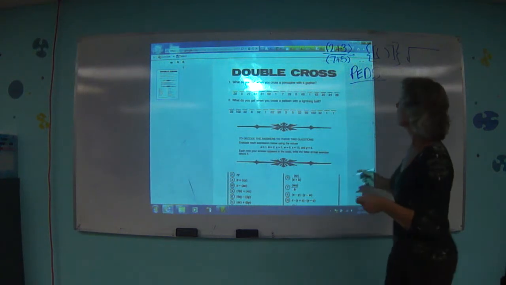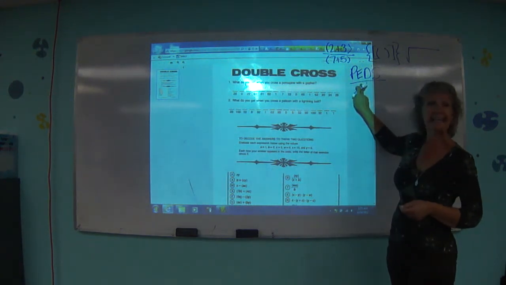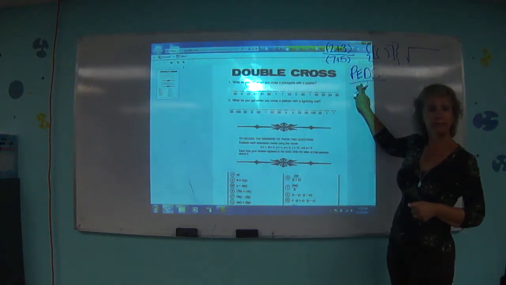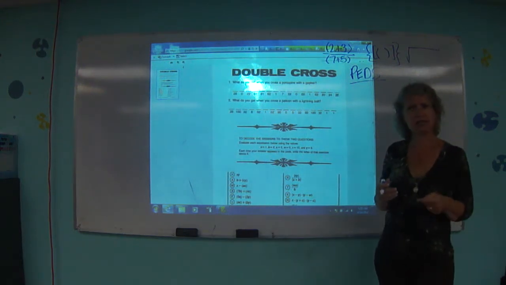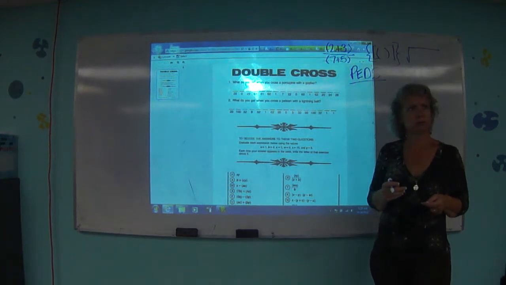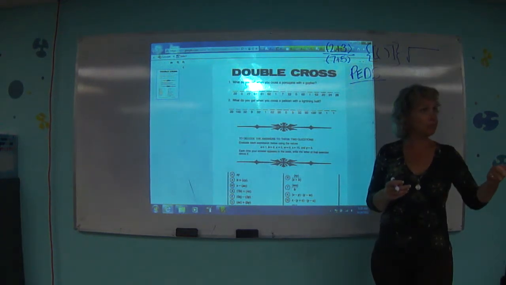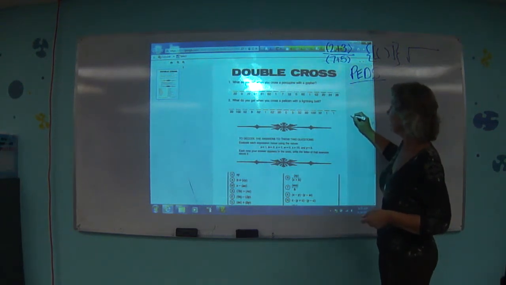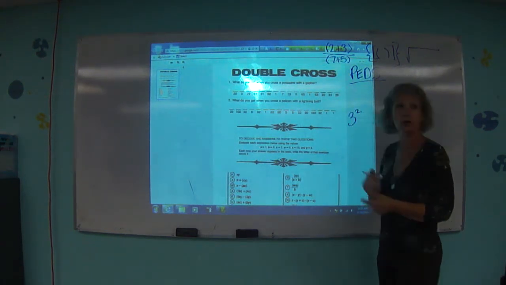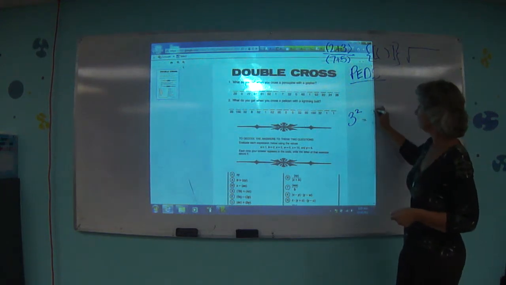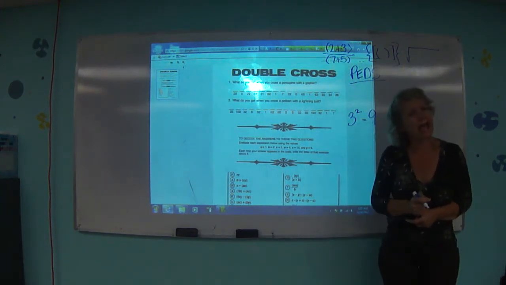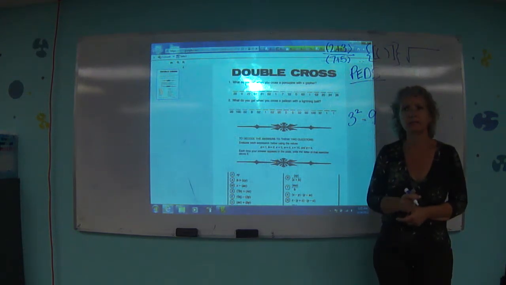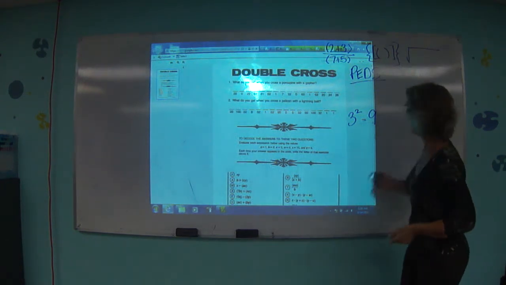Going on with order of operations. E. What does E stand for, do you think? Exponent. An exponent does what? It times something by itself. So an exponent, let's say 3 to the second power, that equals 9. What would undo that? What would be the inverse operation? Yeah, a square root.